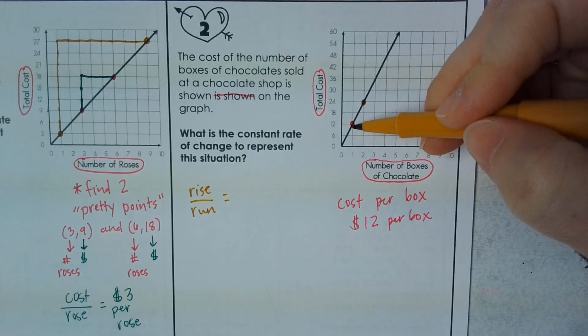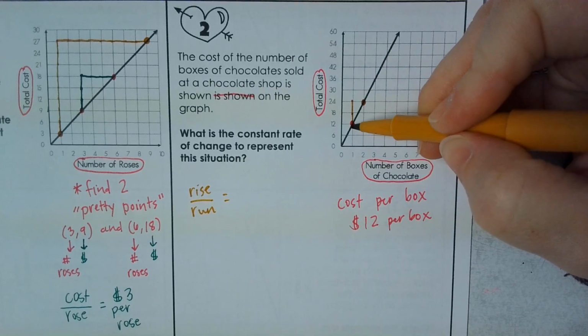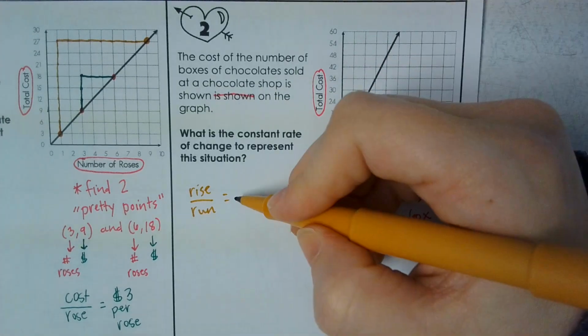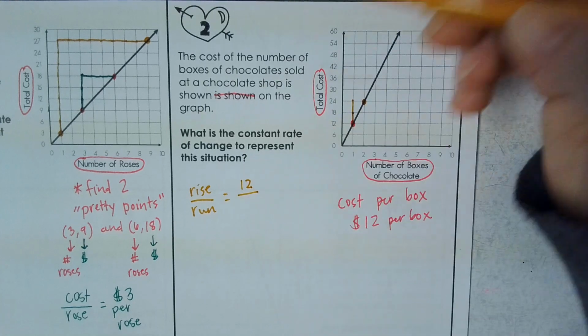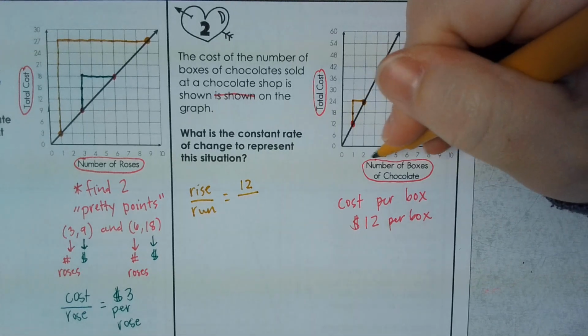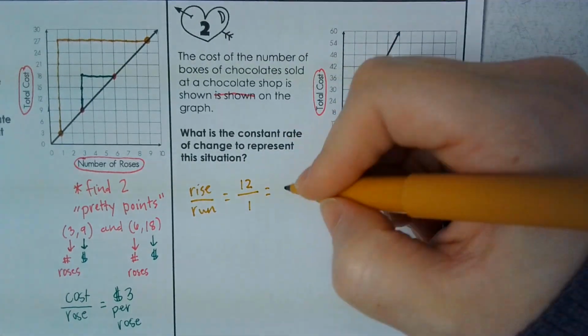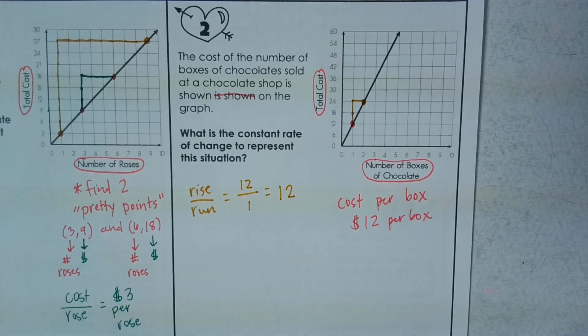All right, now we got to pay attention. When I rise, what am I counting by? 6's. So this would be 6, 12. So my rise is 12. My run is going by how many? 1. It's going by ones, so it's just running 1. And 12 divided by 1 is 12, which is what we already knew.